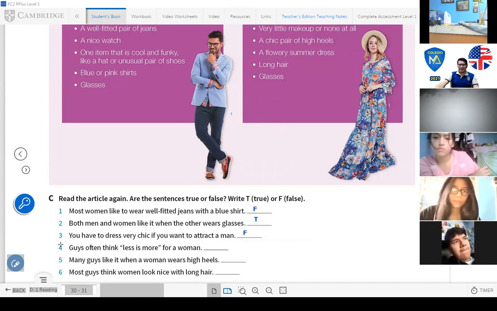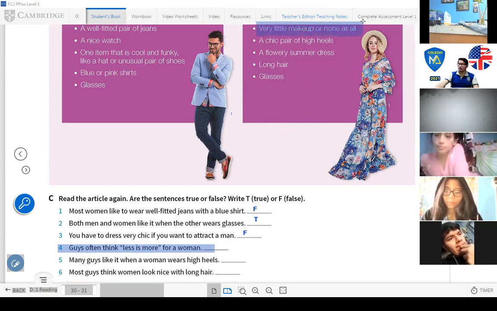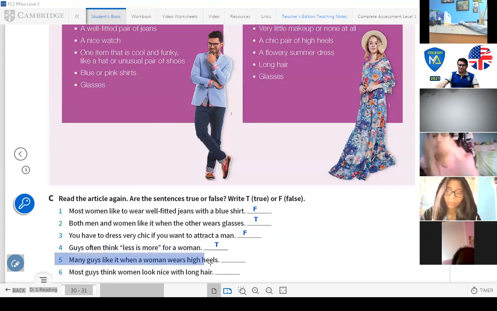The other part: guys often think less is more for a woman. Yes, on this thing, I think yes, very little makeup or none at all. Less is more in this case, just for the making up. Now the other part says, many guys like it when a woman wears high heels. Yes, right. It says here, high heels are important. Men really like women to wear high heels.